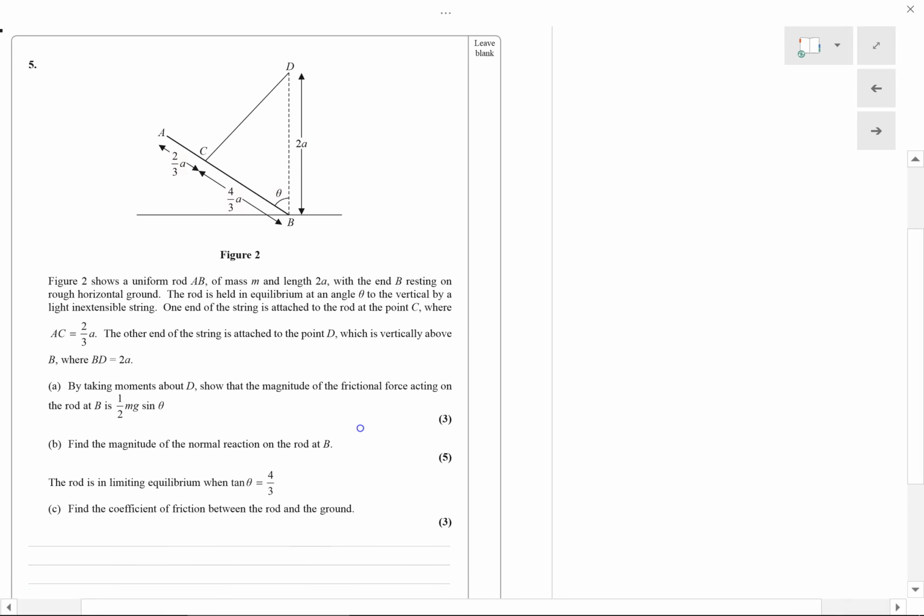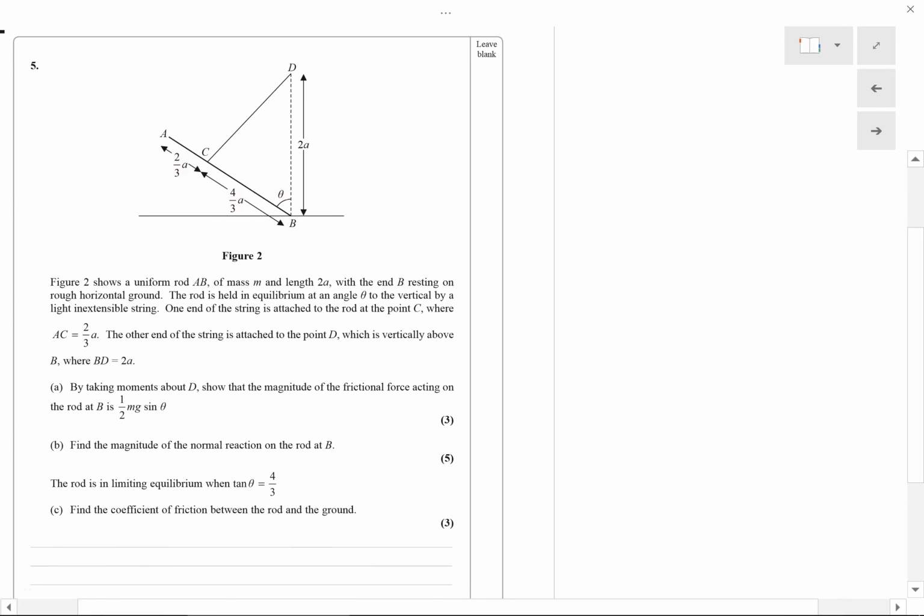So this is the M2 International, the second part, M2 International January 14. We've done questions 1 to 4 in the first part. So let's get going with question 5. It's a moments equation. It's not particularly standard.